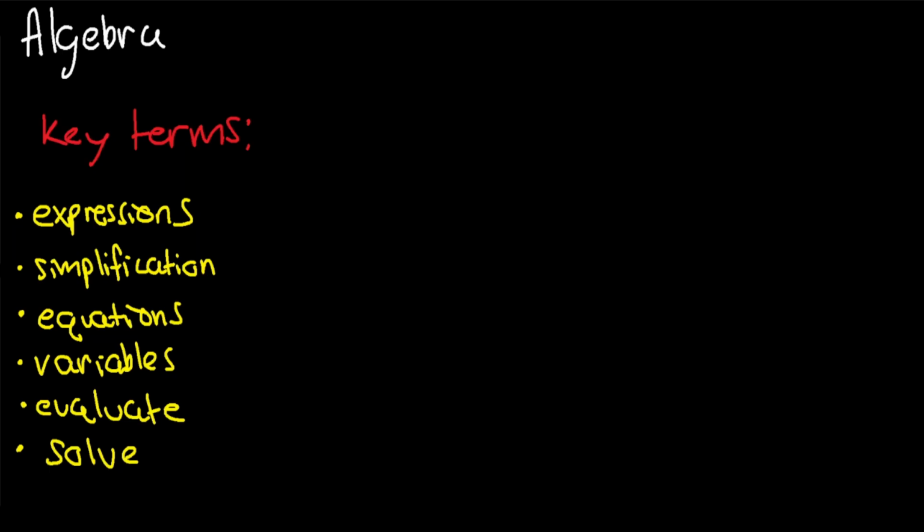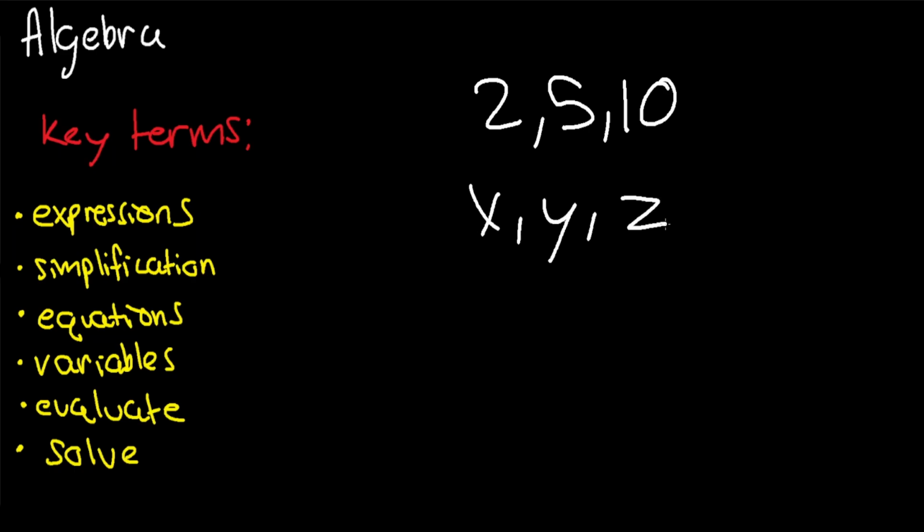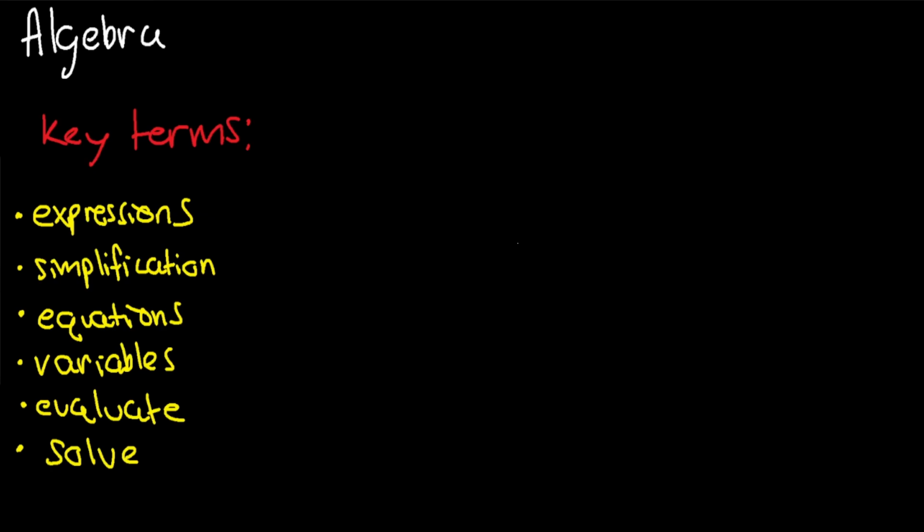So to start, in regular arithmetic, you work with numbers you already know the value of. So 2, 5, and 10. But it's not always this easy, because in algebra, you introduce symbols like x, y, and z. And these symbols can take on different values. So x might turn out to be 2, but in another case, x might turn out to be 10, and y might turn out to be 5, and z might turn out to be 5, and so on. So these values are not known.